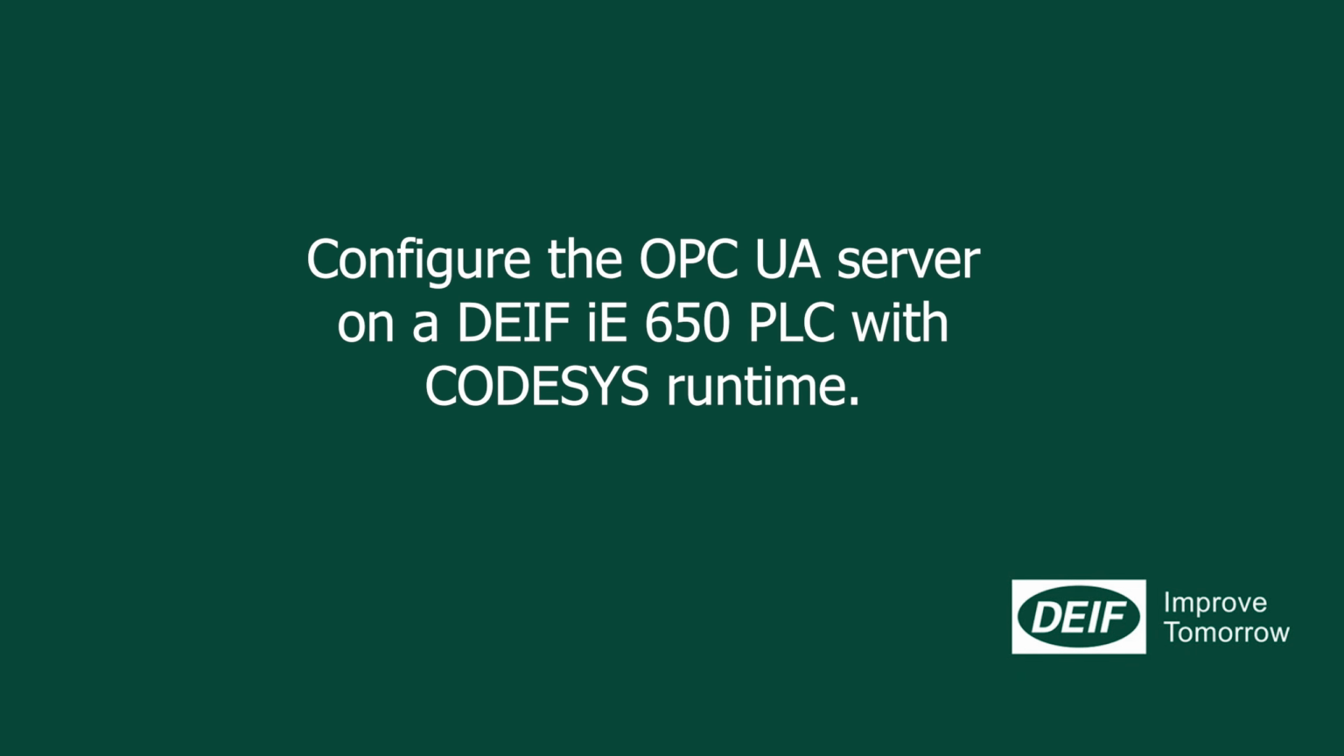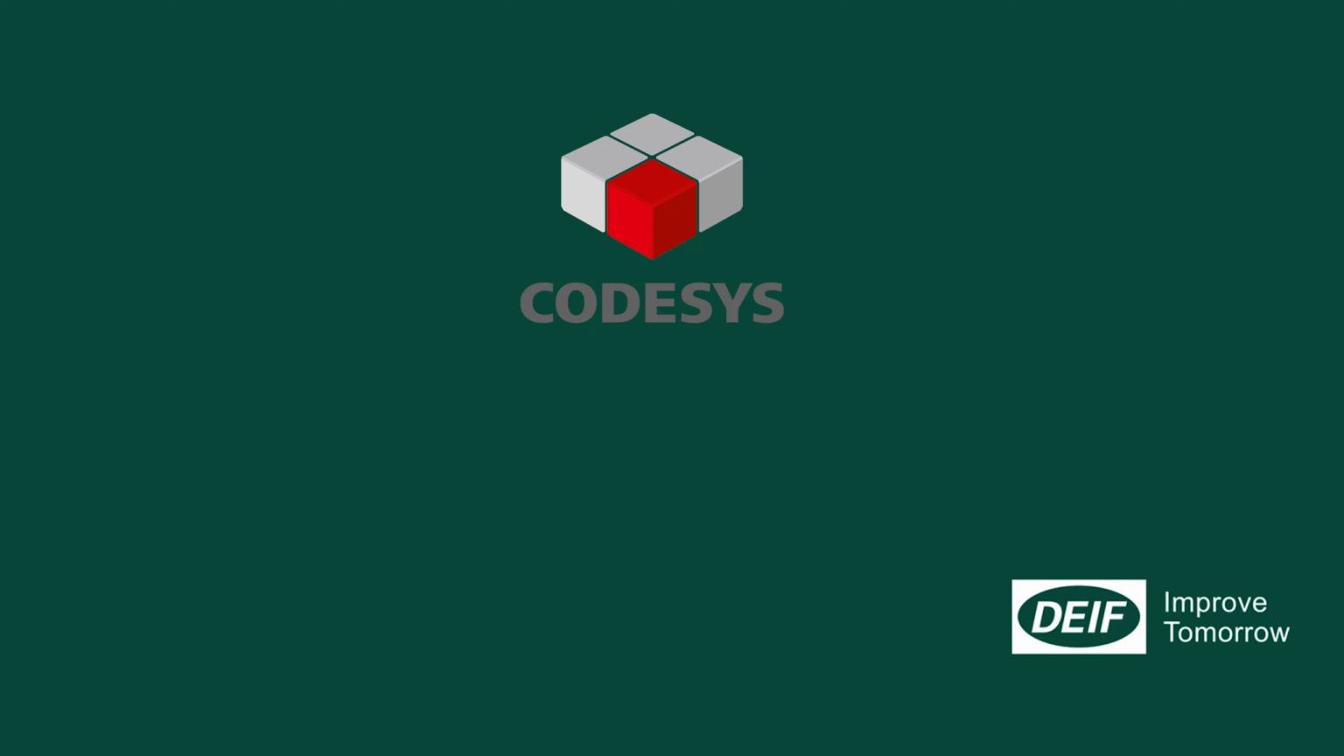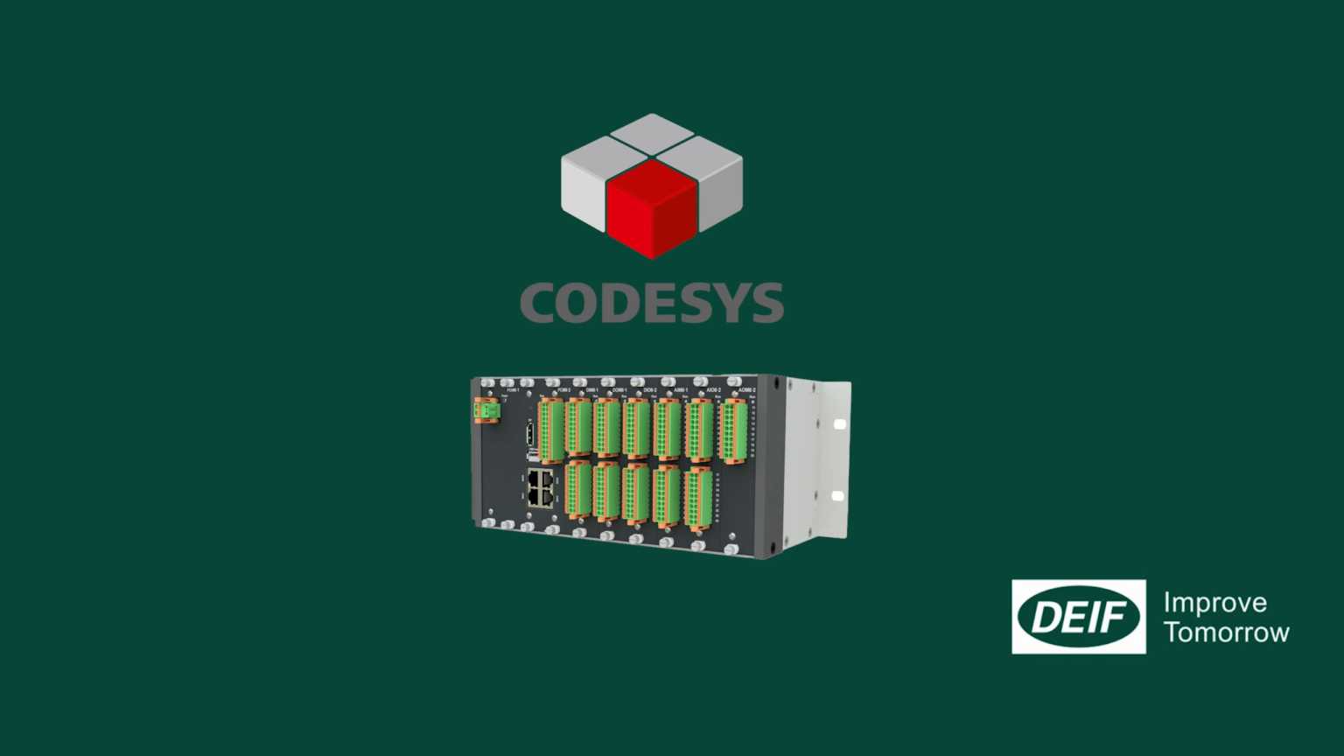In this video, we'll walk through how to configure the OPC UA server on a DEIF iE650 PLC using the integrated CODESYS runtime. OPC UA is one of the most common protocols for plant-level communication. With the CODESYS runtime, the iE650 PLC is enabled to share real-time data and control securely using this protocol.